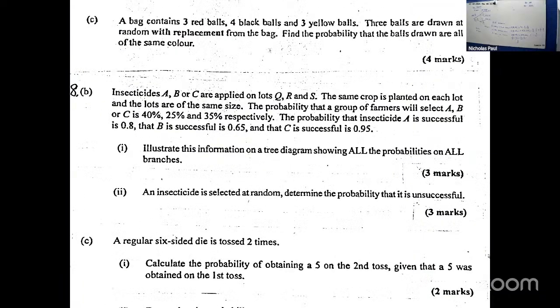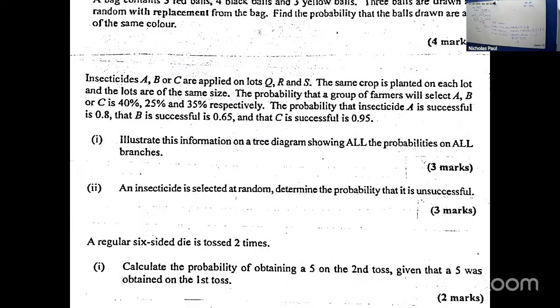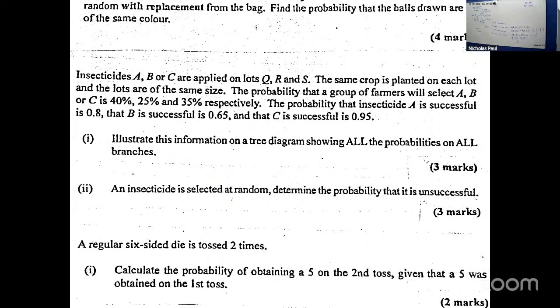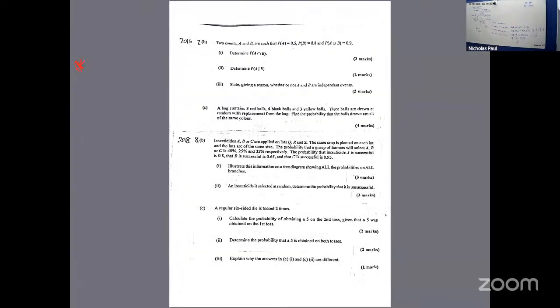2018 number 8. So instead of 2 branches, it has 3 branches. That's the one with insecticides there. If you're not seeing, go to the topic by topics and go to 2018 number 8. That's way down in the end.